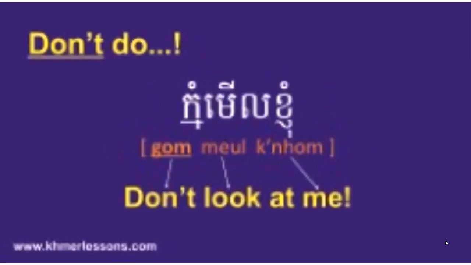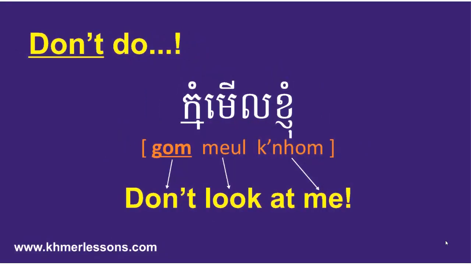Okay, another example. Don't look at me. In Khmer, kom mơl khnyom. Mơl means to look. So kom mơl khnyom, don't look at me. This is the first negative form for commands.